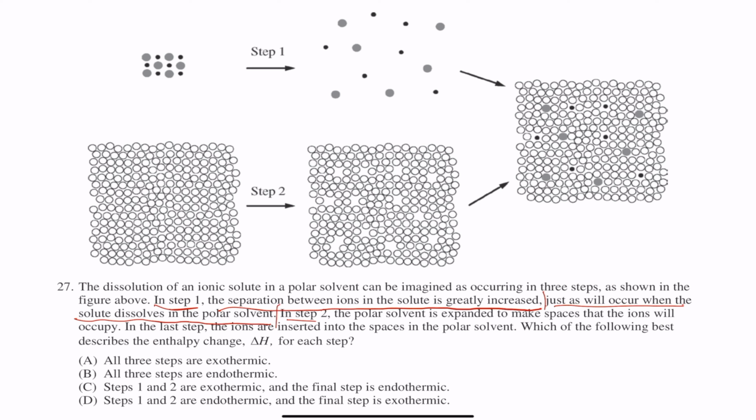Okay. Step 2, the polar solvent is expanded to make spaces that the ions will occupy. I guess these are some of the spaces that it's making so that the ions can kick in and fill the spots there, right? So it's kind of expanding it. In the last step, ions are inserted into the spaces in the polar solvent. Which of the following best describes the enthalpy change?